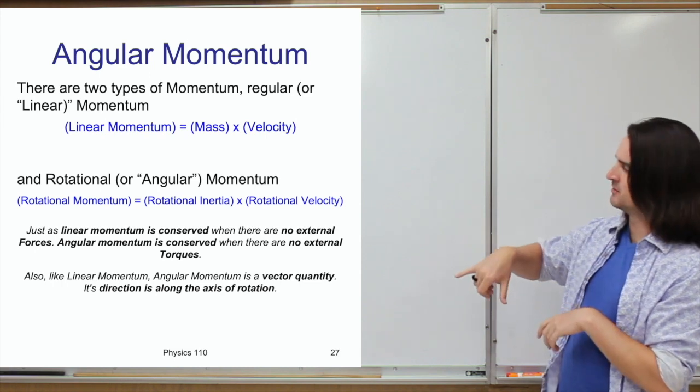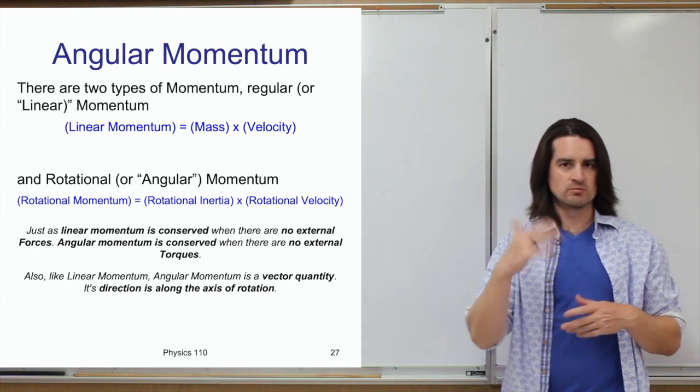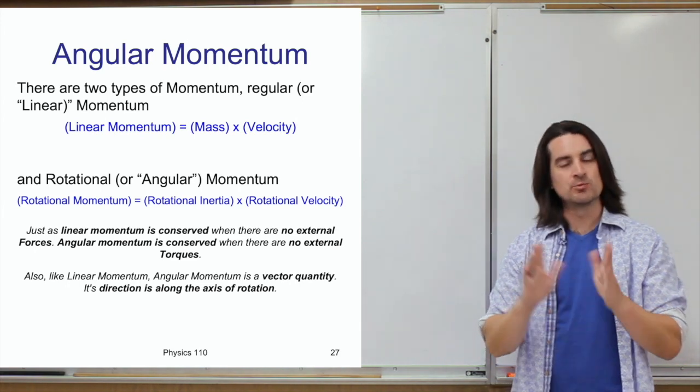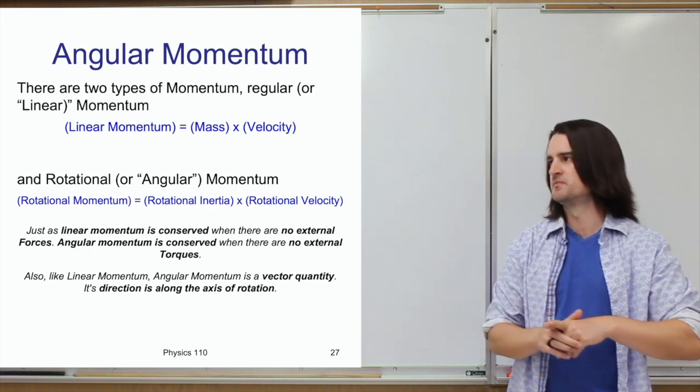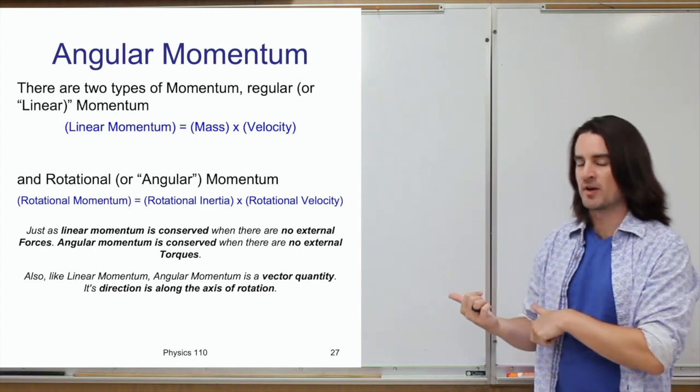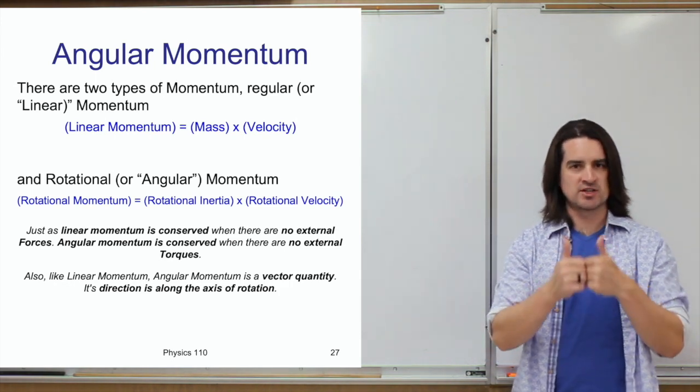The last thing to point out here is that just like linear momentum, or just regular momentum that we had before, was a vector quantity, so it has a certain amount and it pointed in a certain direction. Angular or rotational momentum is also a vector quantity. It's a certain amount and it has a directionality to it.